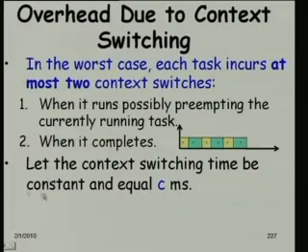So, if you consider that, in the worst case, each task incurs at most 2 context switches. Here we will have to consider the worst case scenario, not the average case or the best case, because we want to guarantee that the tasks will be schedulable under the worst situation. Unlike in traditional operating systems, where we are more concerned about the average case behavior, here we are concerned about the worst case behavior, and in the worst case each task incurs at most 2 context switches when it preempts the currently running task and when it completes.